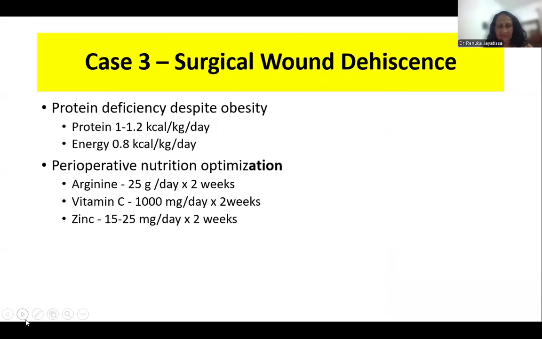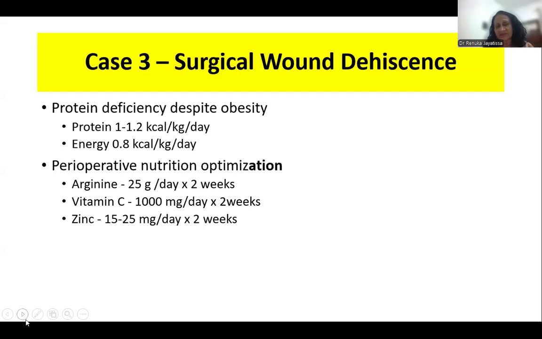So this patient has a protein deficiency. You don't need to go for too much protein. That patient needs about 1 to 1.2 gram per kg per day. Energy, you need about, for a normal person, like 0.8 kilocalorie. And mainly for perioperative nutrition optimization in these patients, arginine is important, vitamin C is important, and zinc is important. So these are the 3 things this patient really needs.